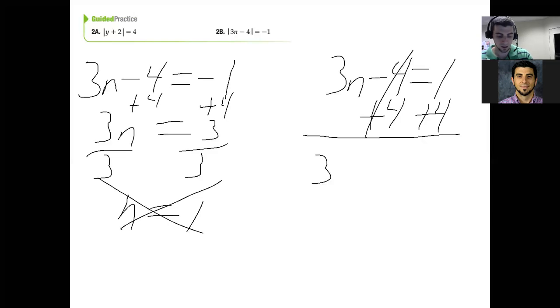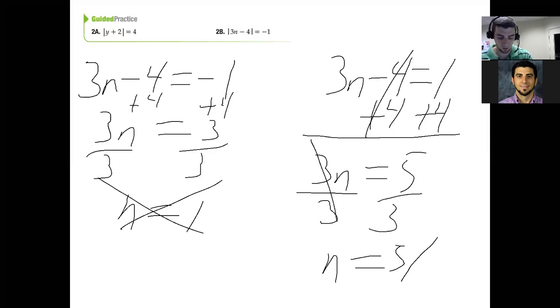So 3n equals 5, divide by 3, n equals 5/3. So here again, put in 5/3. 3 times 5/3 is 5. 5 minus 4 is 1. Absolute value of 1 is still 1. But that's set equal to negative 1. So it doesn't work either. Okay? And those are like the only two possible things you could come up with. And the reason is because your absolute value is set equal to a negative number.